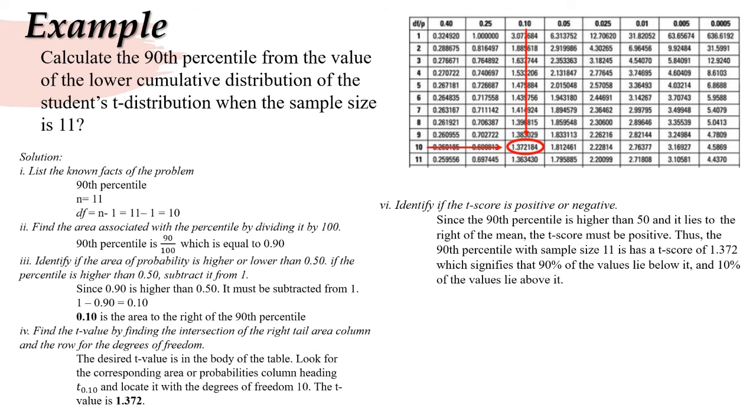Last step, identify if the t-score is positive or negative. Since the 90th percentile is higher than 50% and it lies to the right of the mean, the t-score must be positive. Thus, the 90th percentile with the sample size 11 has a t-score of 1.372184, which signifies that 90% of the values lie below it and 10% of the values lie above it.